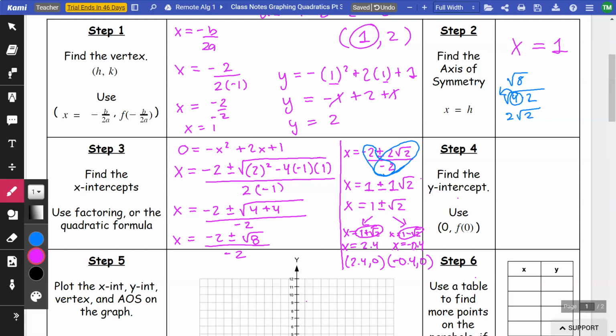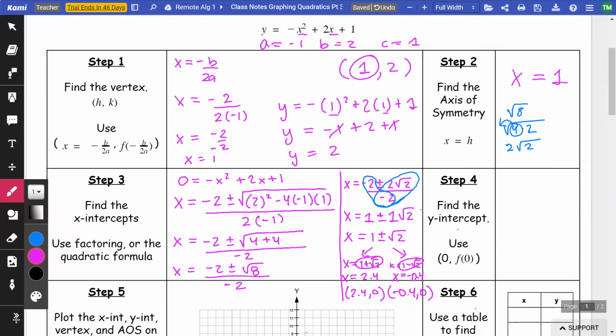Now find the y-intercept. The y-intercept is easy to find. We just plug in 0 for x. So y is equal to negative 0 squared plus 2 times 0 plus 1. Those go away, so y is equal to 1. So we have a y-intercept at 0, 1.